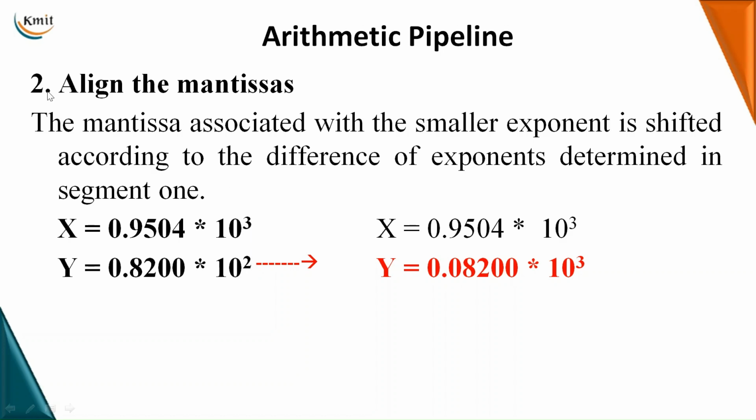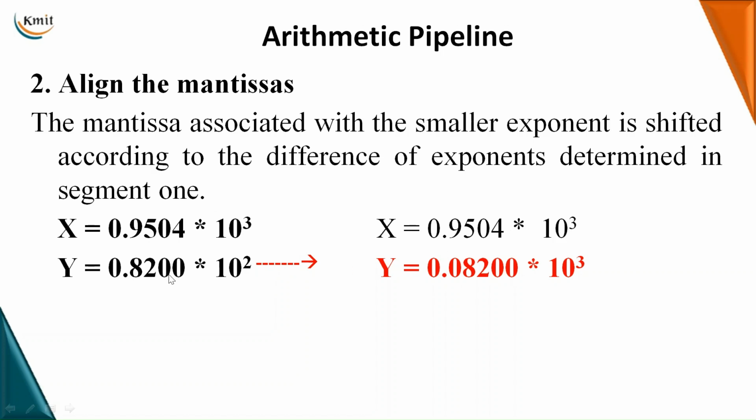The second step is aligning the mantissas. In this step you perform a shift operation on the mantissa associated with the smaller exponent, by the difference of the exponents determined in step 1. In step 1 the subtraction gave the result 1. You have to perform one shift towards the right in order to align the mantissa of the second fraction y. For x, you are not doing anything; this is the result of your exponent.